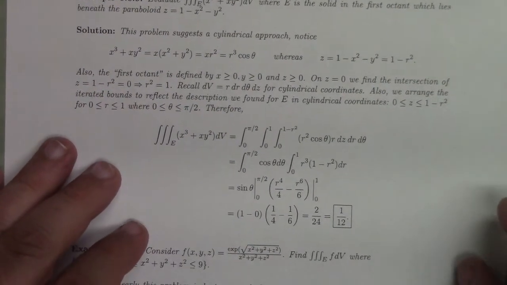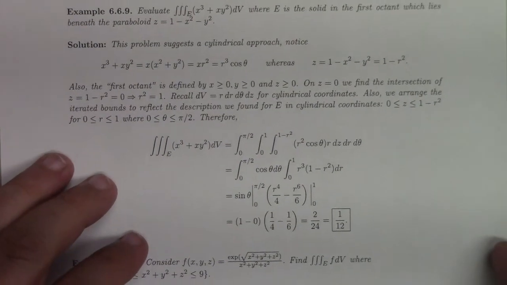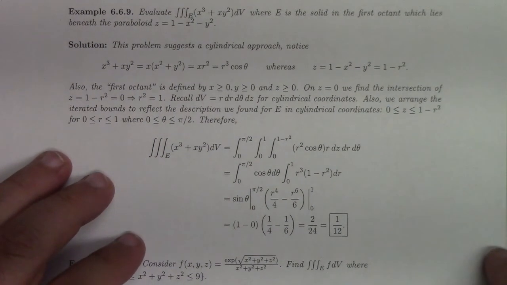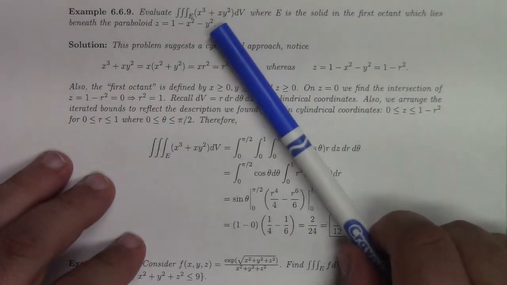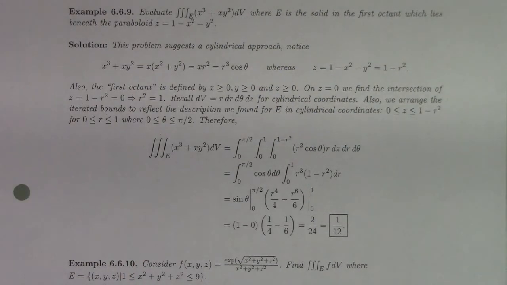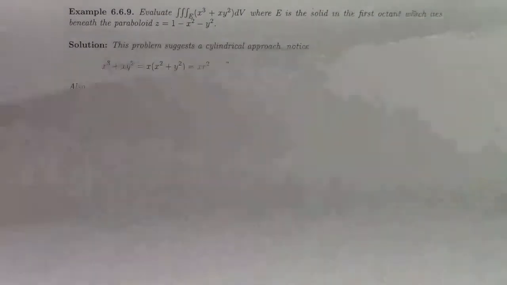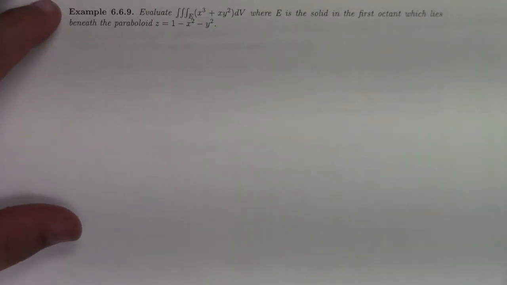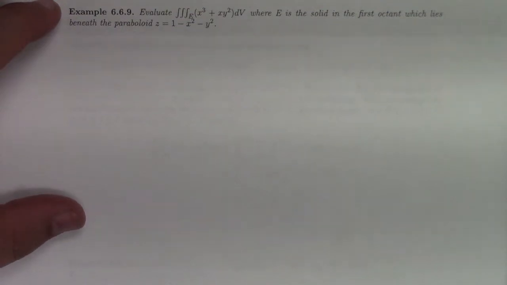So here's an example. Integrate x cubed plus xy squared dV, where E is the solid in the first octant, which lies beneath the paraboloid z equals 1 minus x squared.